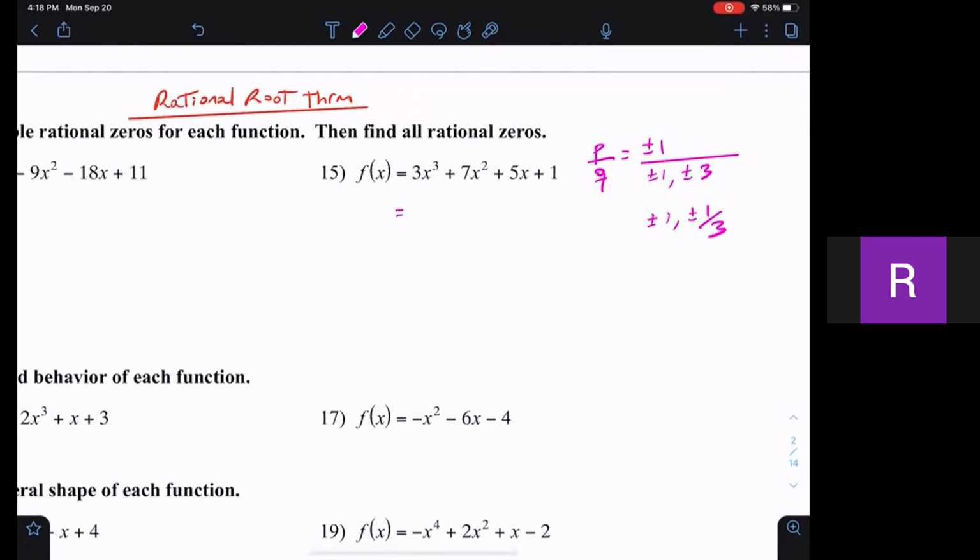So if it's 1, it's 3 plus 7 plus 5 plus 1. That doesn't work. Negative 1. So that's going to be negative 3 plus 7, negative 5 plus 1. I think this one works. Yep. So one of the solutions is negative 1. Negative 1 is one of the solutions. That means the factor form is x plus 1. So let's see if it works for this one to reduce.